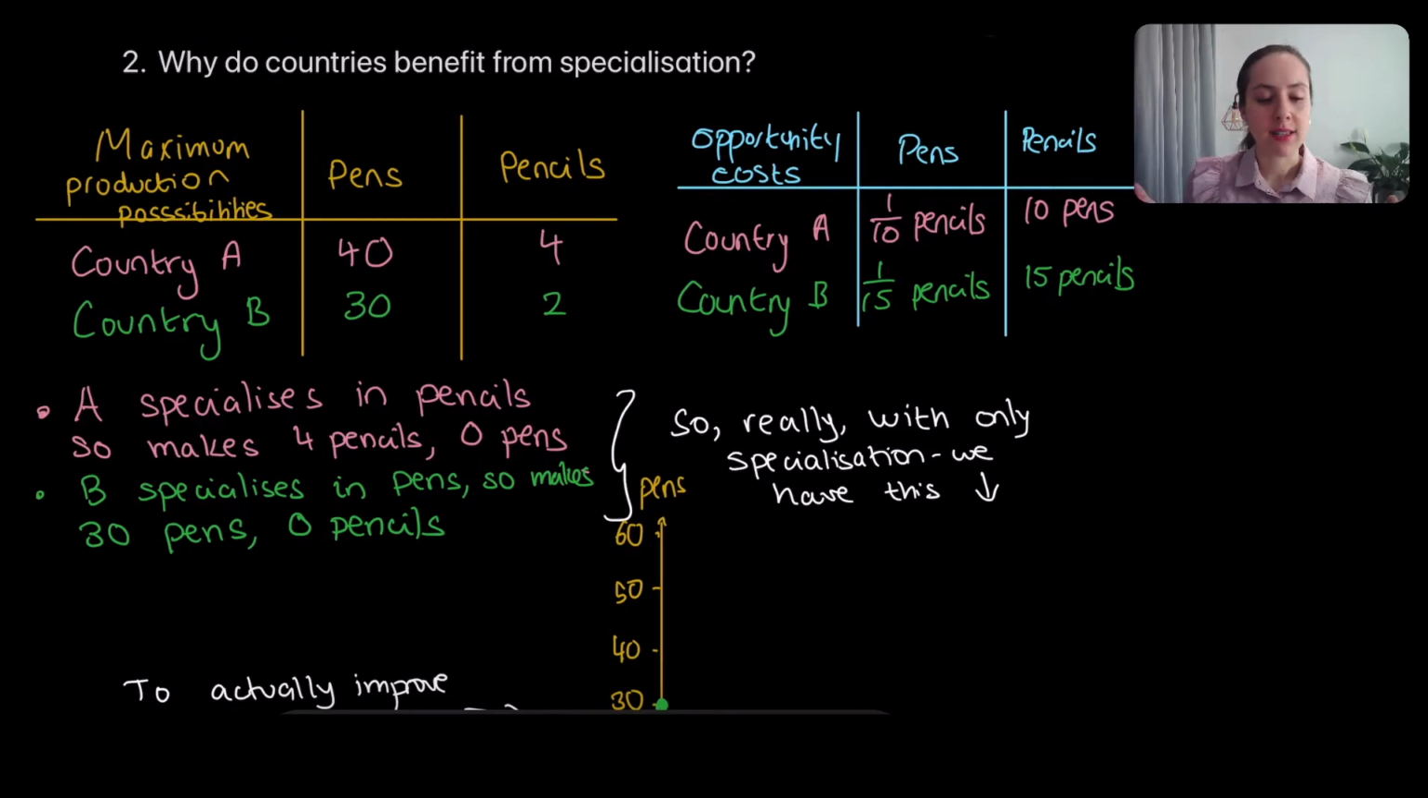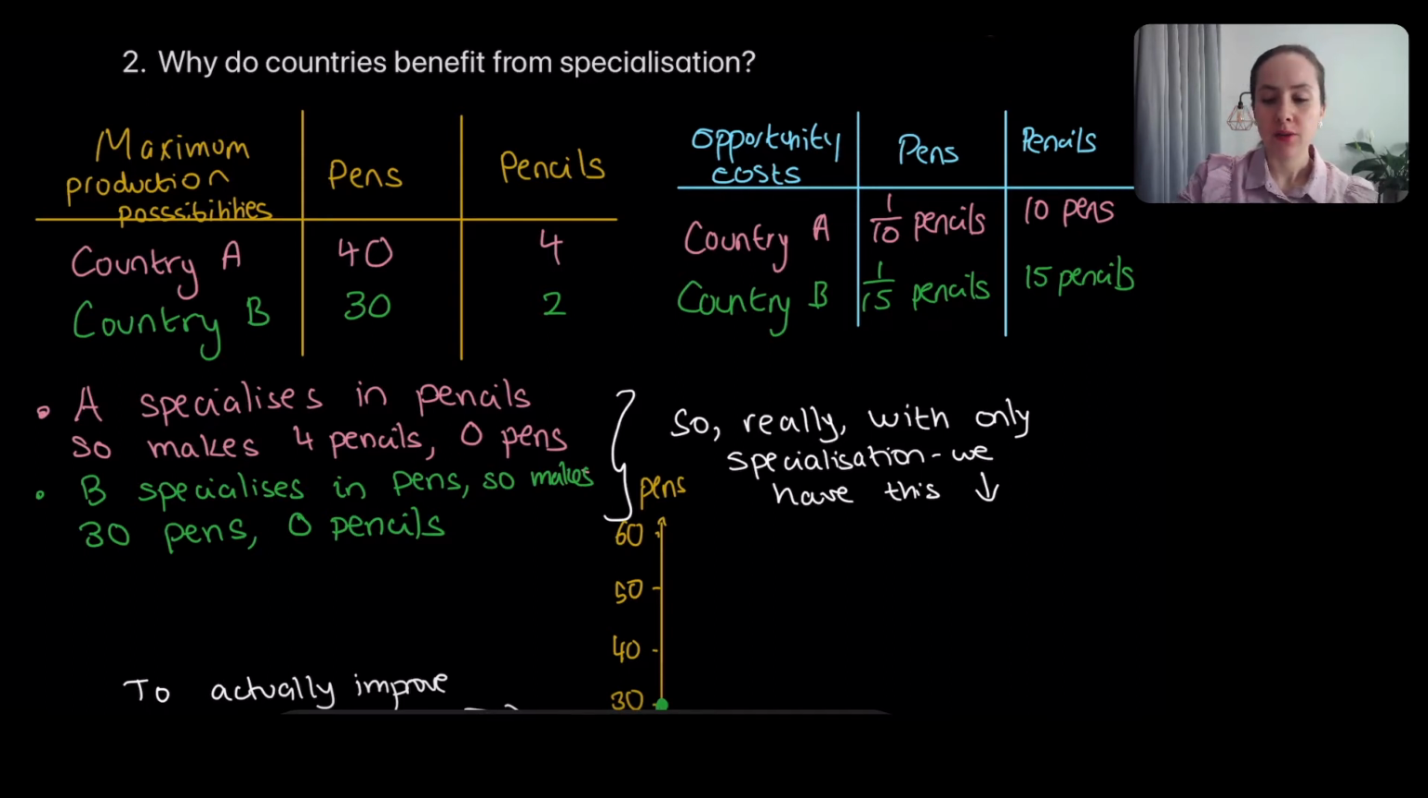We know that it means they can make either 40 pens or 4 pencils, dedicating all their resources, or any combination of those. That's all in the other video, so take a look at that to help you refresh. I've also written down the opportunity costs, which we found from that other video, and nothing's changed. In that video, we found that A is going to specialize in pencils.